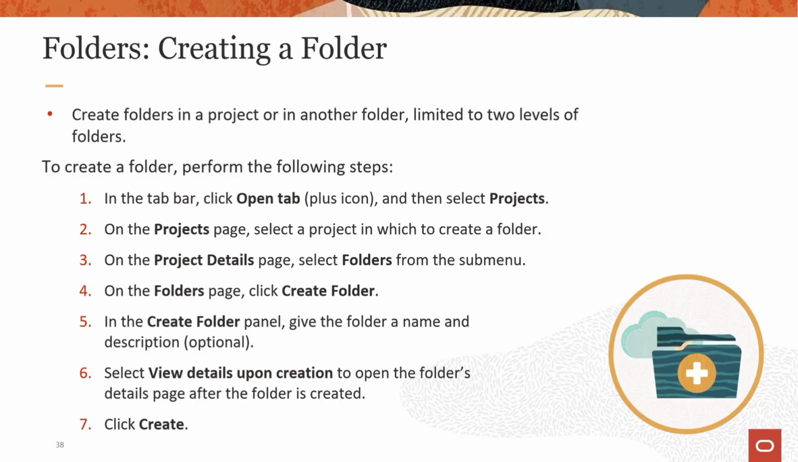In the tab bar, click Open tab and then select Projects. On the Projects page, select a project in which to create a folder. On the Project Details page, select folders from the submenu. On the Folders page, click Create Folder. In the Create Folder panel, give the folder a name and an optional description. Select View Details upon creation to open the folder's details page after the folder is created.